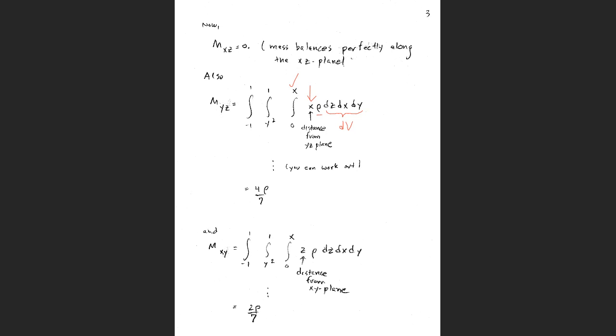These limits here are the same limits that we used when we found the mass. And you could work it out, and it'll turn out that the moment about the YZ plane is 4 rho over 7.